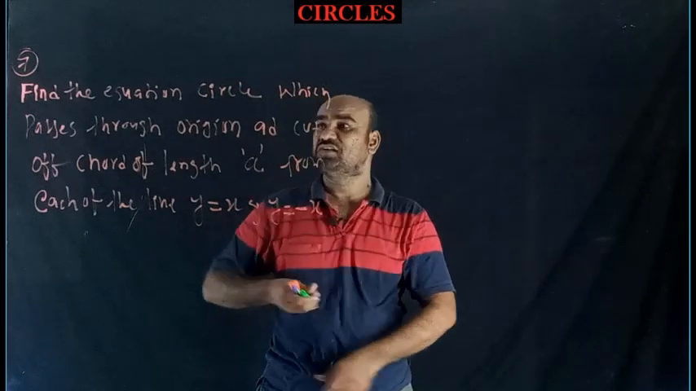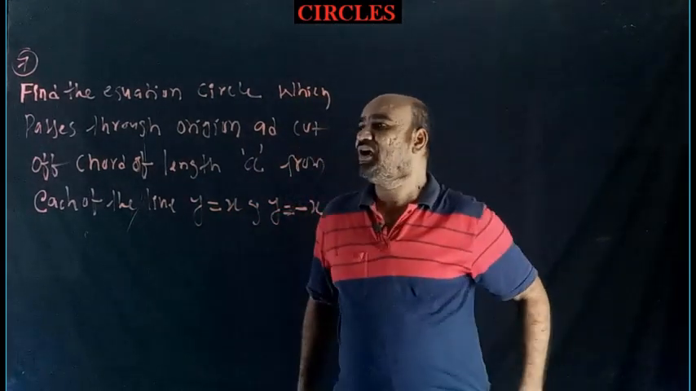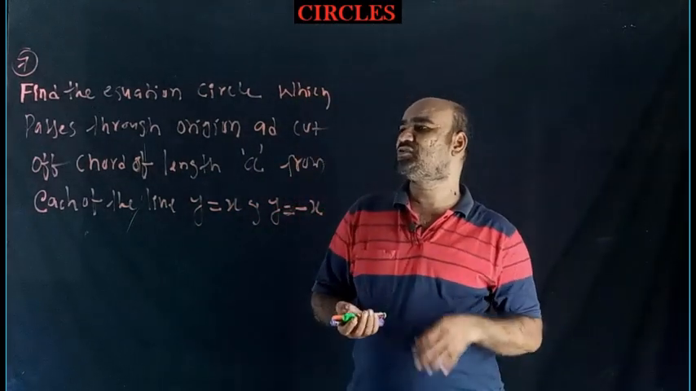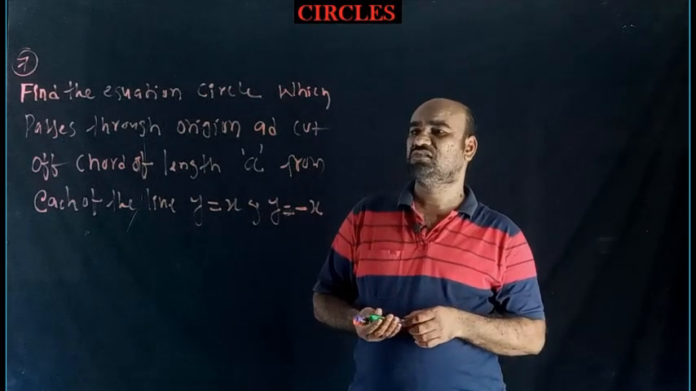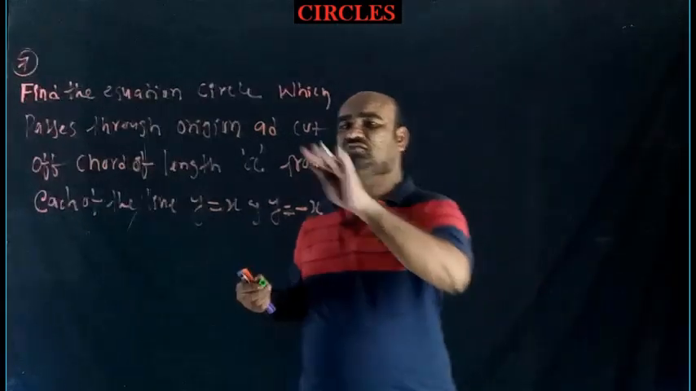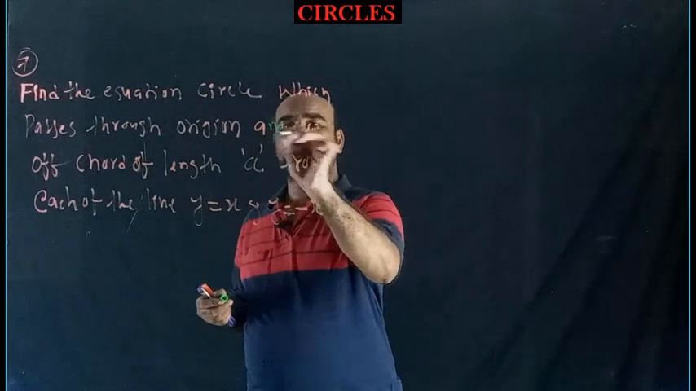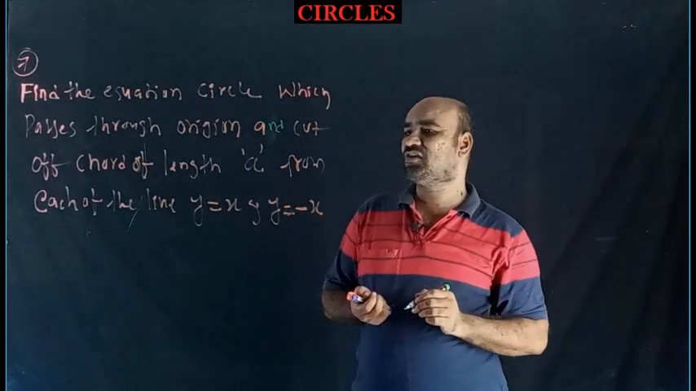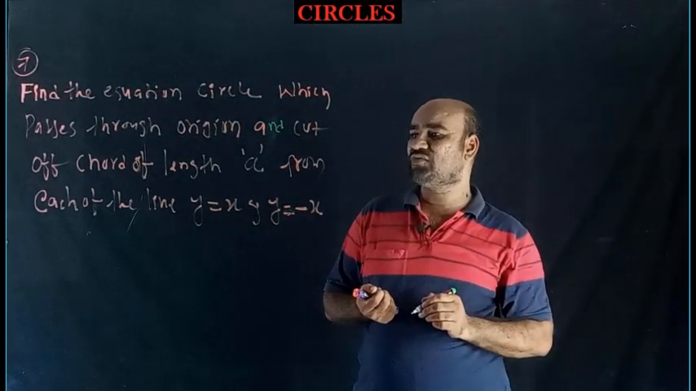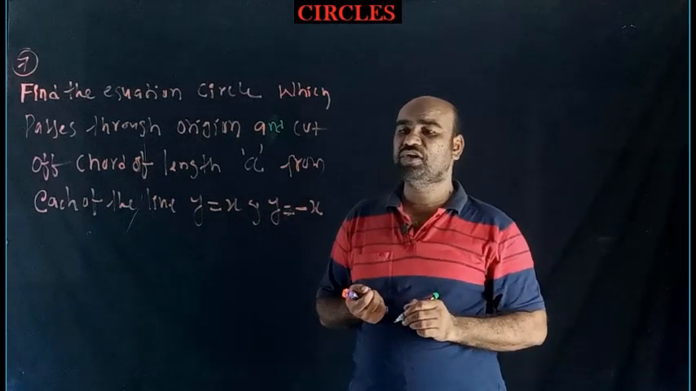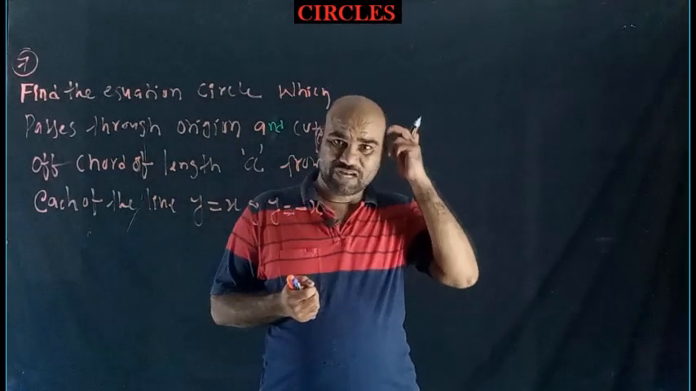Yeah, students, our seventh problem. Find the equation of a circle which passes through origin and cuts off chords of length a from each of the lines y equal to x and y equal to minus x. First of all, I want to explain the problem.